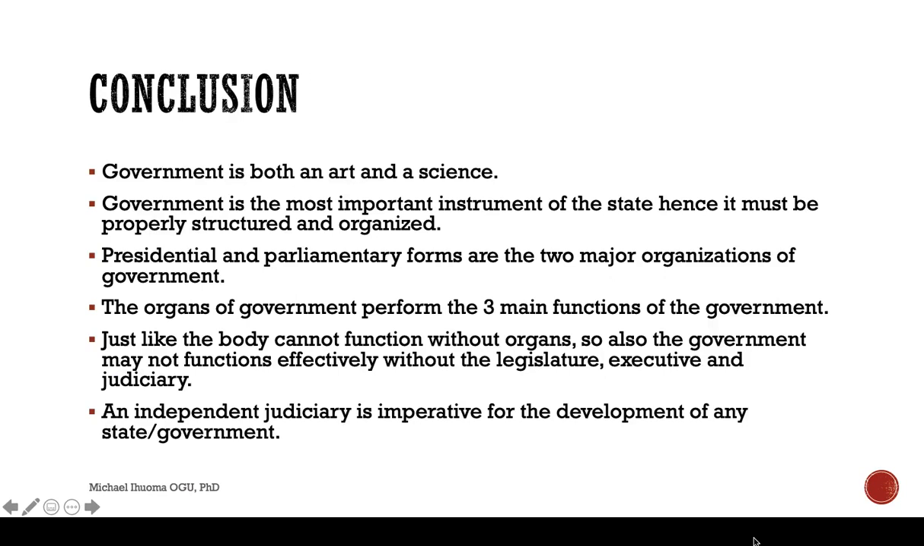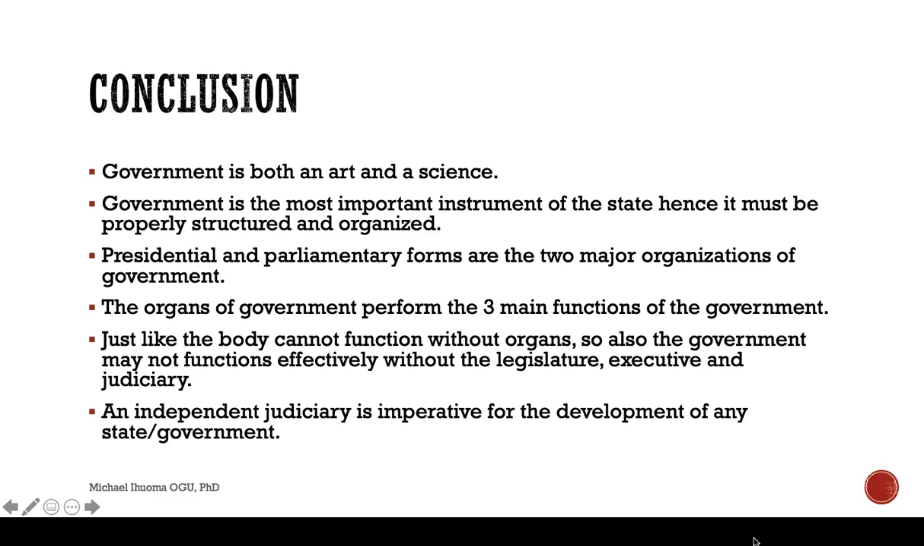In conclusion, we have understood already that government is both an art and a science, in the sense that government is an institution of the state used to carry out the day-to-day activities of the state, and it is also a field of study where individuals systematically want to understand the process of decision making, resource allocation, and so on and so forth. So government is both an art and a science.